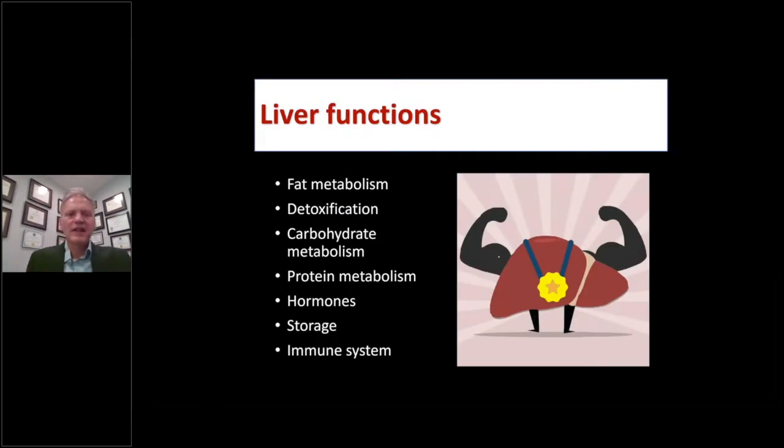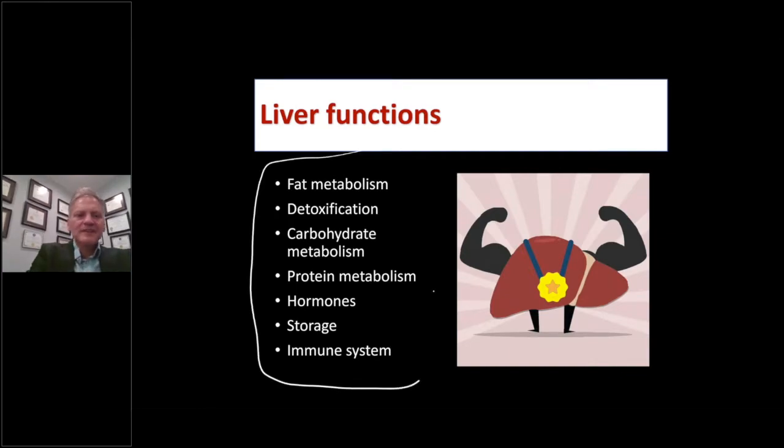Remember, the liver does a lot of things: fat metabolism, detoxification, carbohydrate metabolism, hormones, storage, immune system. But perhaps the physiologists tell us the most important thing the liver does is protein metabolism. If you can't make proteins on a continual basis from the liver, you can't live over 2 or 3 days. So there's this constant process that happens. Your bones and ligaments and tissues and cells, they're all made of protein.